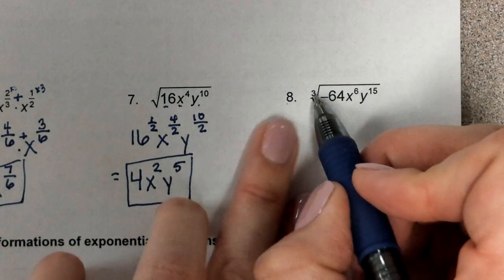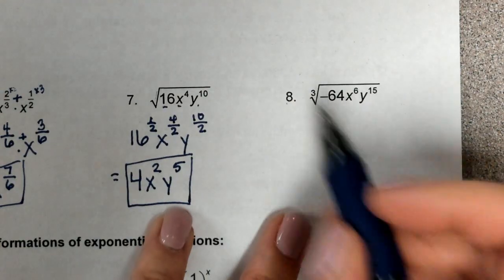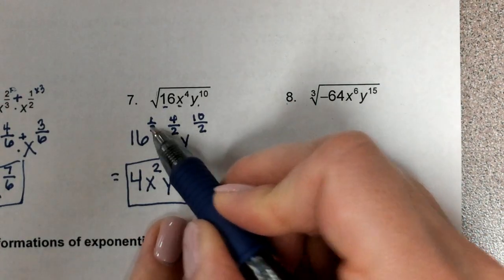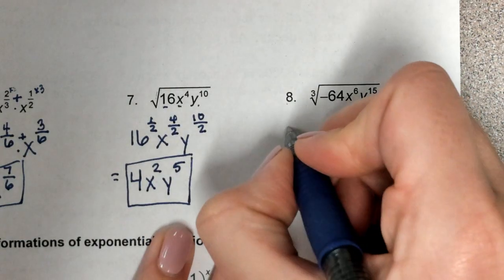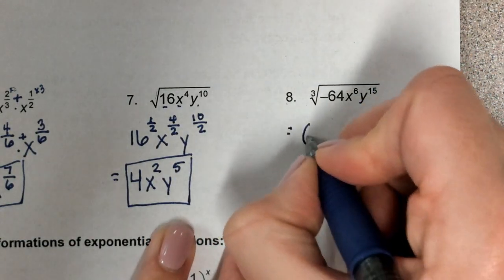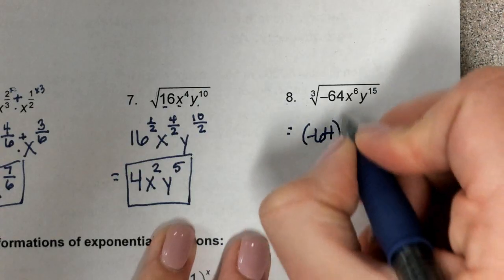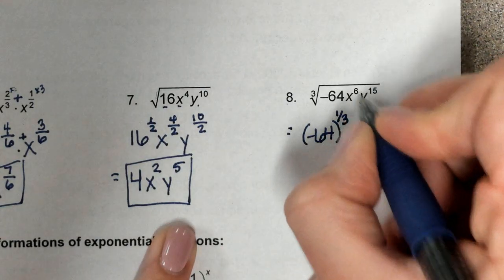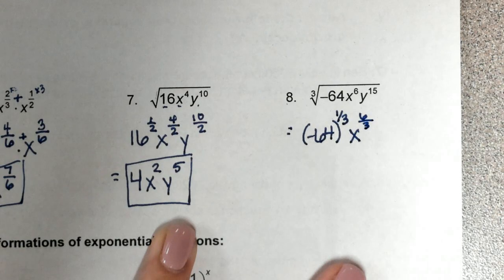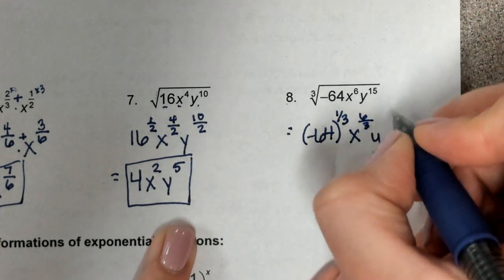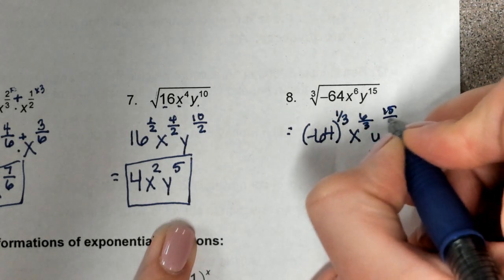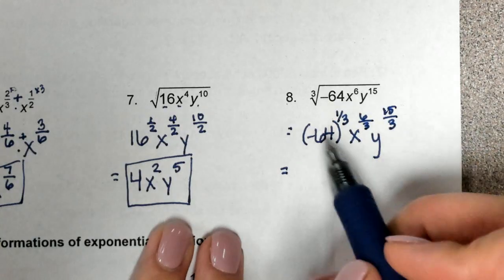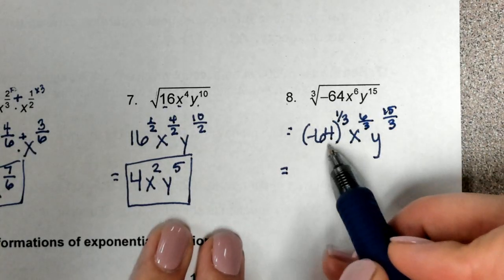very similar, except I'm dealing with a cube root. So that means the denominator of my exponents, instead of being 2, will be 3. So this is going to be negative 64 to the 1/3 power, x to the 6/3 power, and y to the 15/3 power. Okay, now the cube root of negative 64.